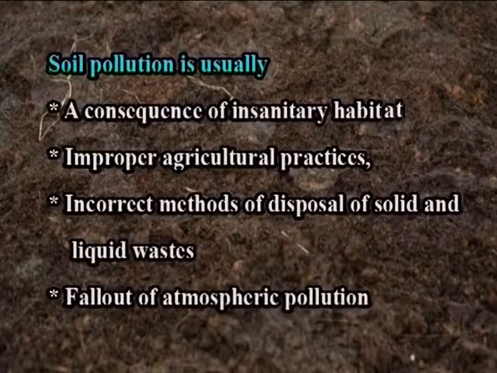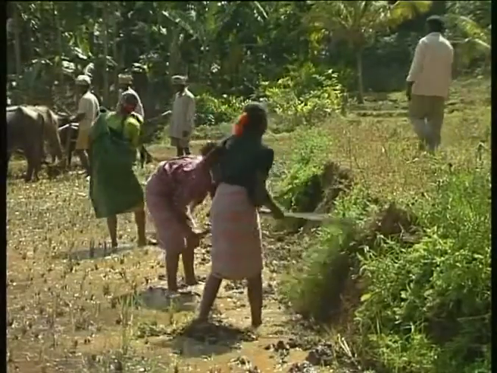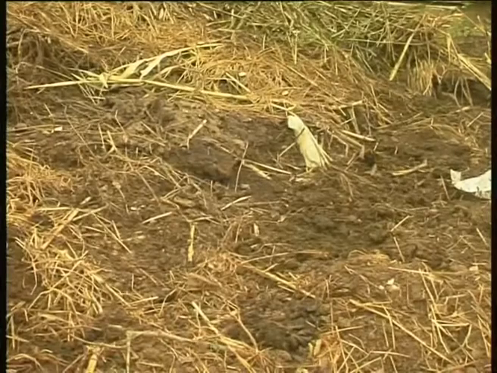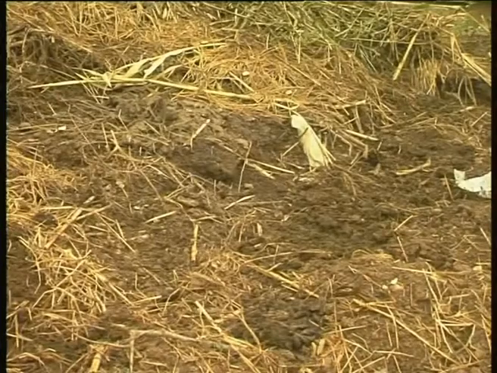Soil pollution is usually a consequence of insanitary habitats, improper agricultural practices, incorrect methods of disposal of solid and liquid wastes, and fallout of atmospheric pollution. Soil plays a fundamental role in the regulation of pollutants in the ecosystem. Soil is the interface for most human activity and is greatly impacted by humans.